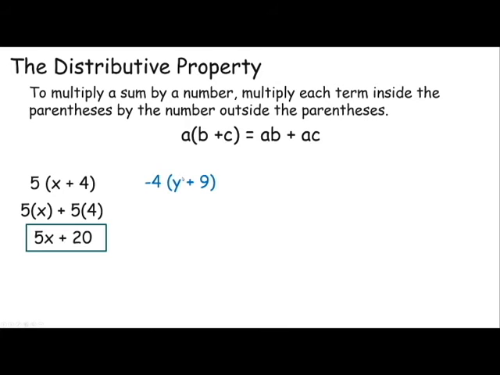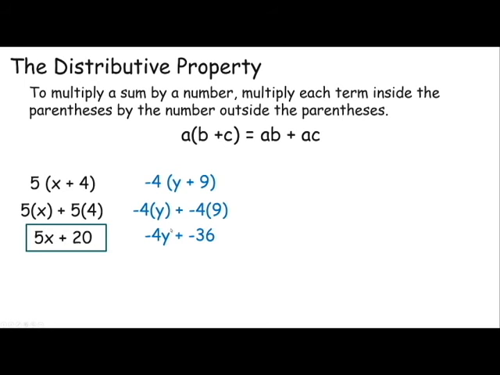That's negative 4 Y's and negative 4 9's. I don't know what negative 4 Y's is, but I do know that negative 4 9's is negative 36. Again, this is going back to our study of positive and negative numbers in an earlier unit.